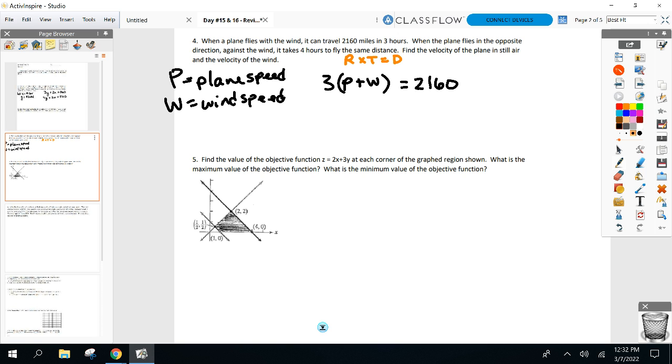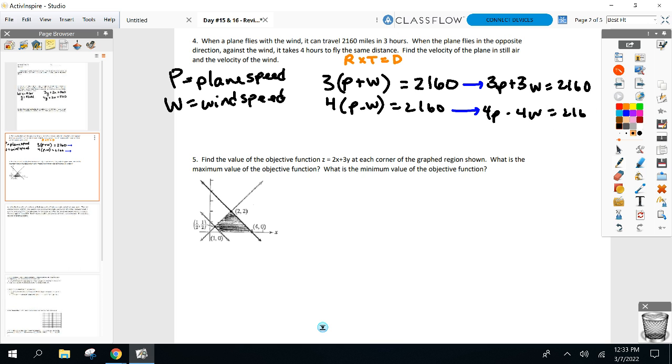Going against it now, I subtract. How long does it take me going against it? 4 hours, and the distance is the same, 2,160. Probably clean it up. Distribute: 3P plus 3W equals 2,160, and 4P minus 4W equals 2,160. And whatever you guys do from here, I'm not going to go any further with you.